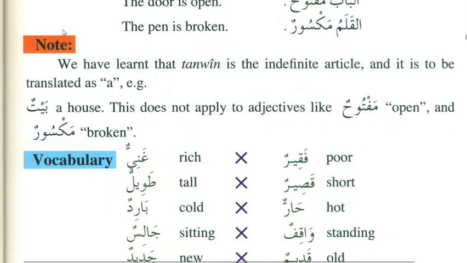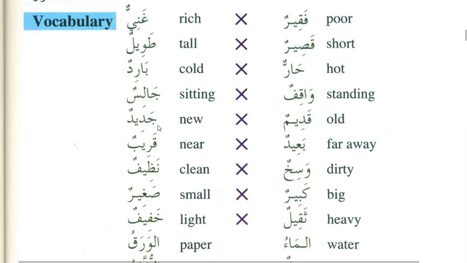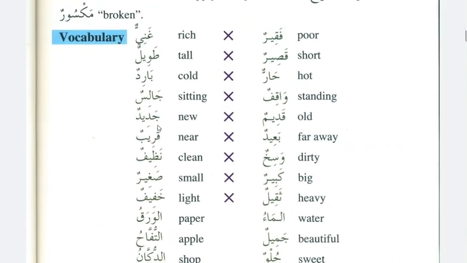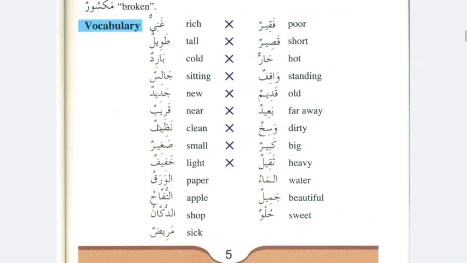So you have learned in the previous chapter that tanween means a. So when we put a tanween on any noun, we translate it as a house, a book. But when we put a tanween on an adjective, we don't use the word a in translation. So we can't say maftuhun as a open, but we will just say open, broken directly without using the particle a. Now you have vocabulary. Again, I recommend you to memorize it and then write it in your notebook without looking at the book.